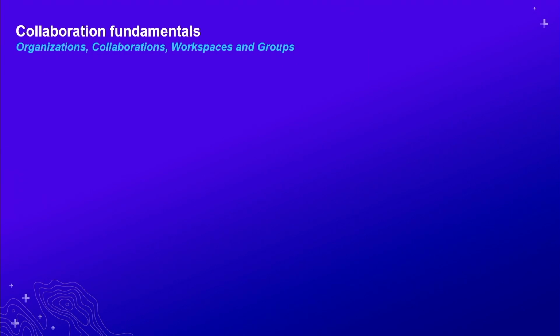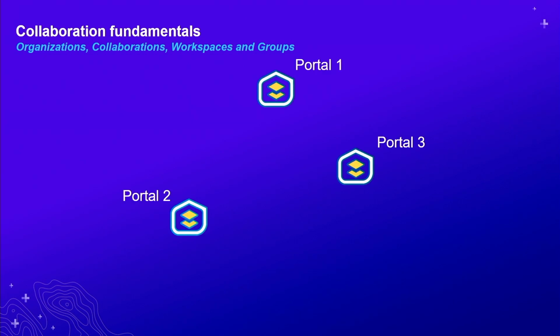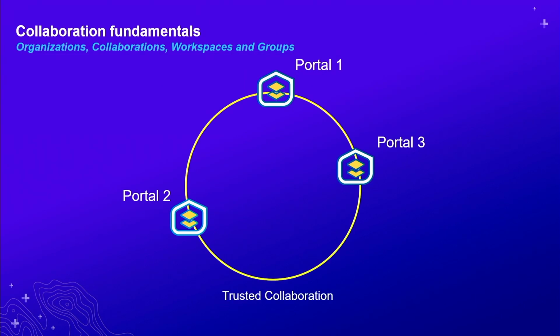To begin with, we have organizations. In my example here, those organizations are portals. Those portals want to share data and information. So they create a trusted collaboration. Trusted collaboration means that with the multiple participants, they must have different roles. We have a host and we have two guests in this example. The host is somebody who initiates the collaboration. A guest is somebody who was invited to join the collaboration.